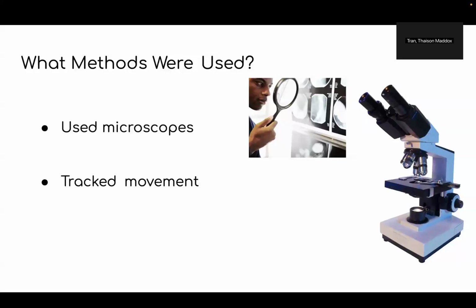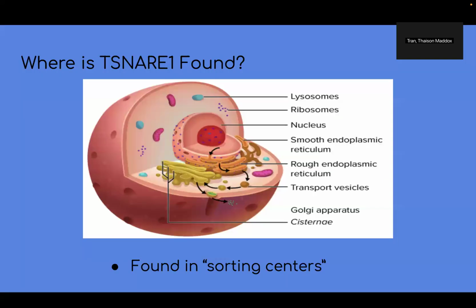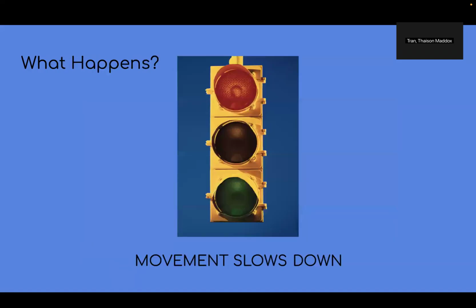Now, how did they actually find this out? Well, scientists use microscopes and imaging tools to watch how materials moved inside cells and what would happen if TSNARE1 levels were changed. And now, where is TSNARE1 found? Well, TSNARE1 is found in sorting centers, which in the cell is the Golgi apparatus. So what happens? Overall, movement slows down, similar to how a traffic jam happens inside a cell.